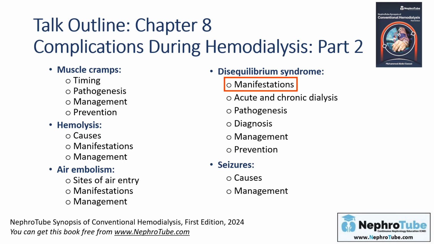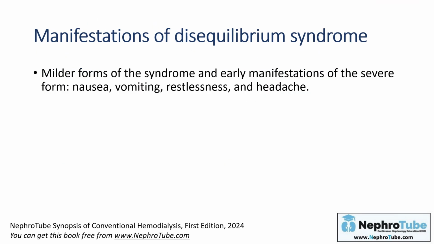The next complication that we have to discuss, and it is more common than hemolysis and air embolism, is disequilibrium syndrome. Disequilibrium syndrome actually is an abnormal condition that affects the central nervous system, with central nervous system manifestations that can occur during hemodialysis. Before going through the pathogenesis of disequilibrium syndrome, what are its manifestations? There are two forms of disequilibrium syndrome, the mild form and the severe form.